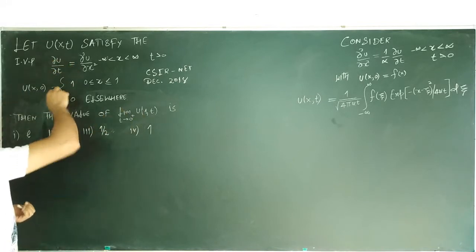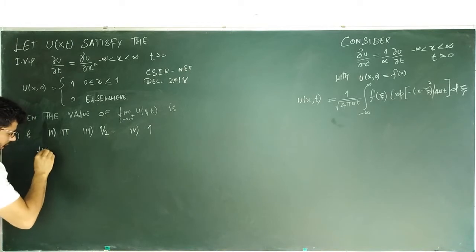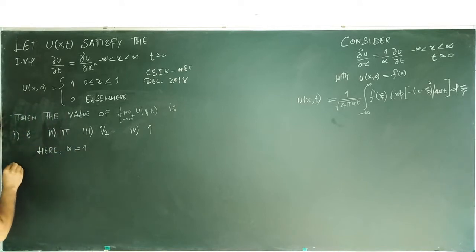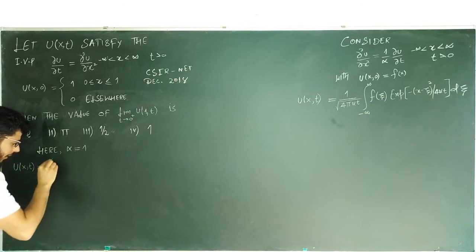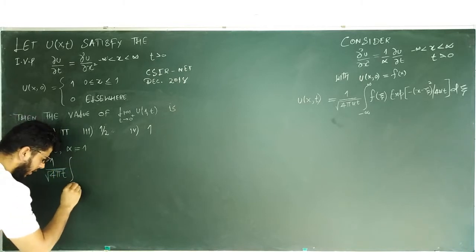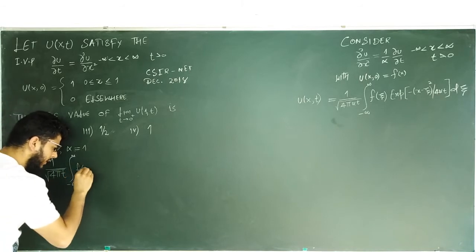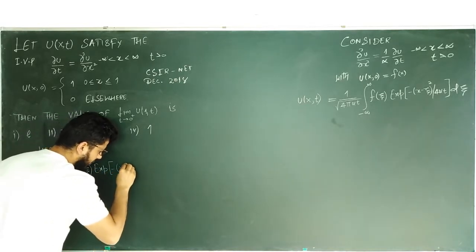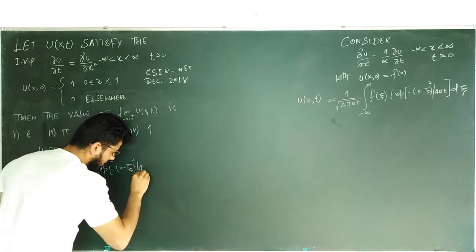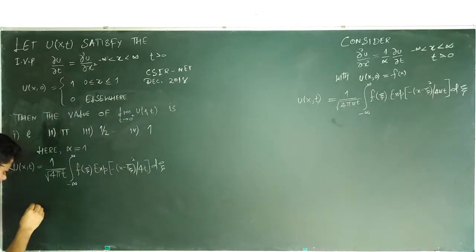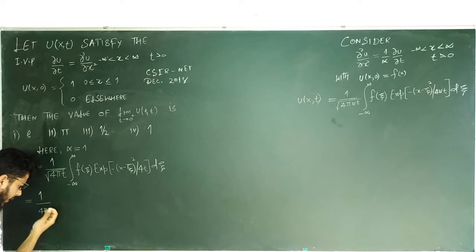If we compare, you can see here alpha is 1. So we can write the solution u of x, t is 1 upon the square root of 4 pi t, as alpha is 1, and then the integral from negative infinity to infinity of f of psi, times the exponential of negative (x minus psi) whole square upon 4t only, as alpha is 1, d psi.